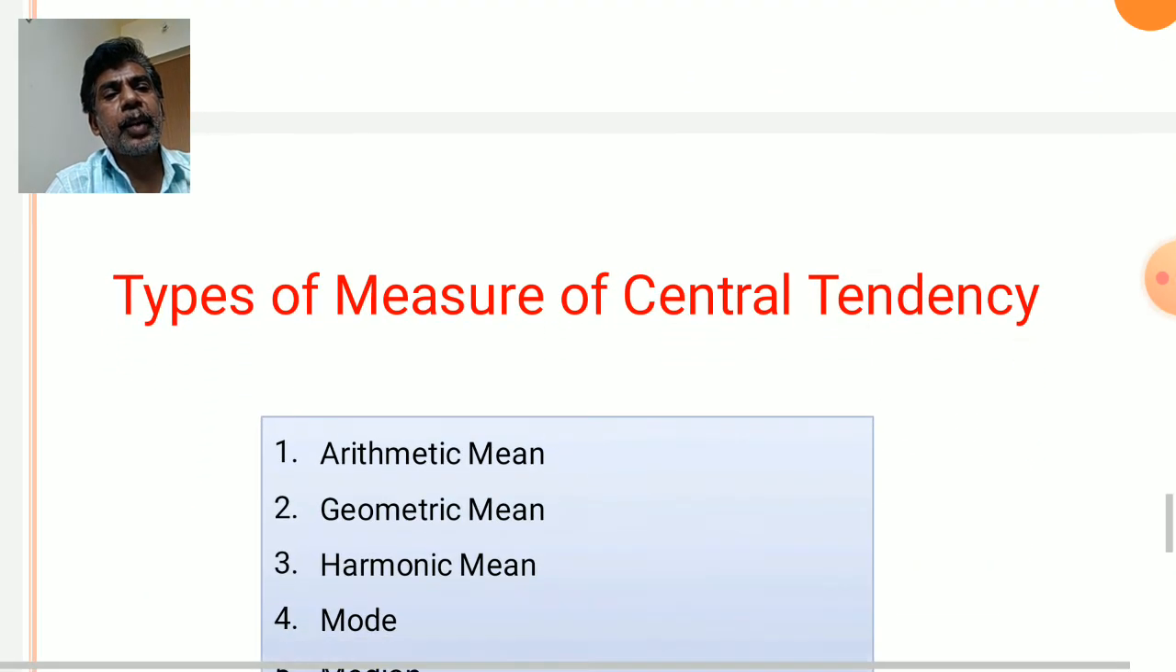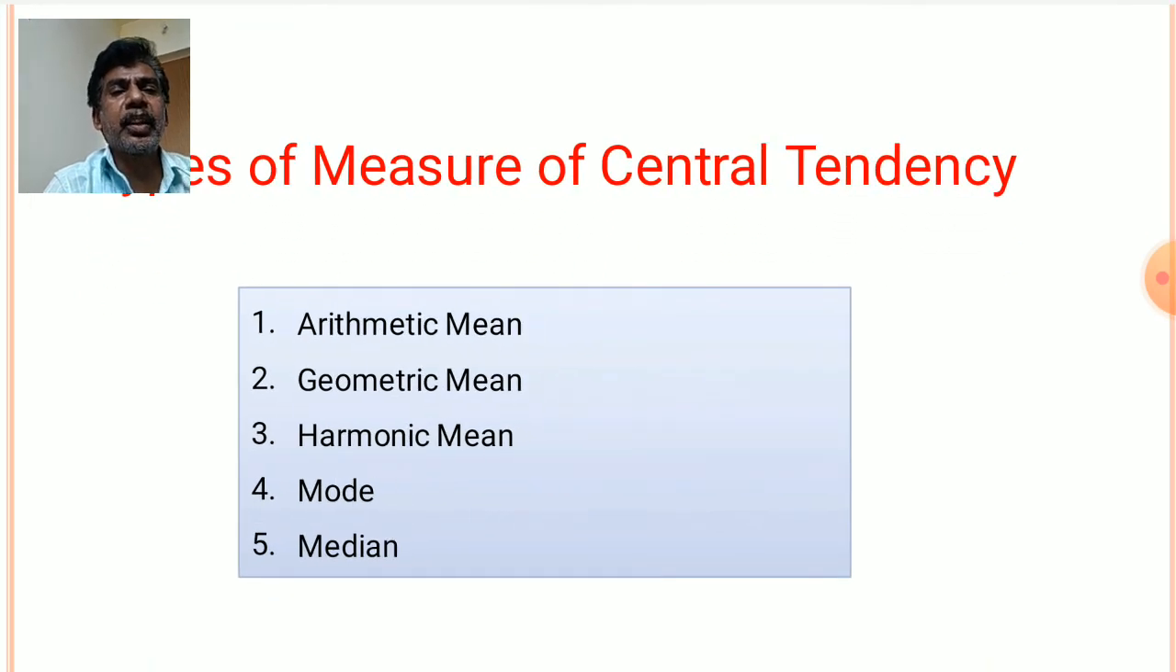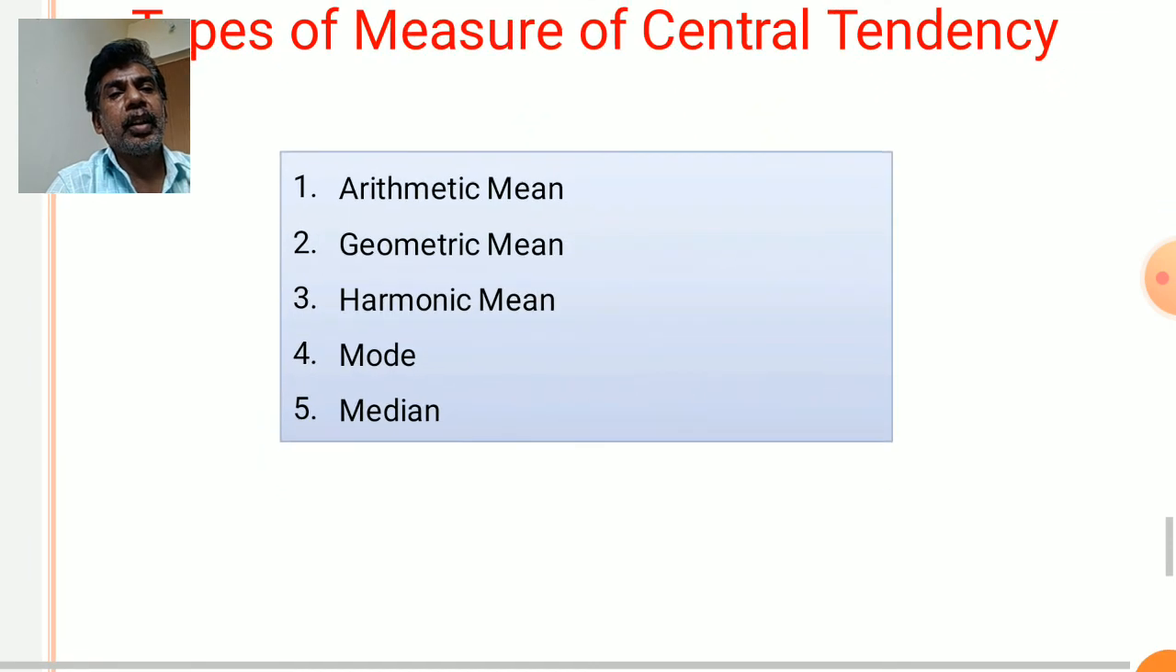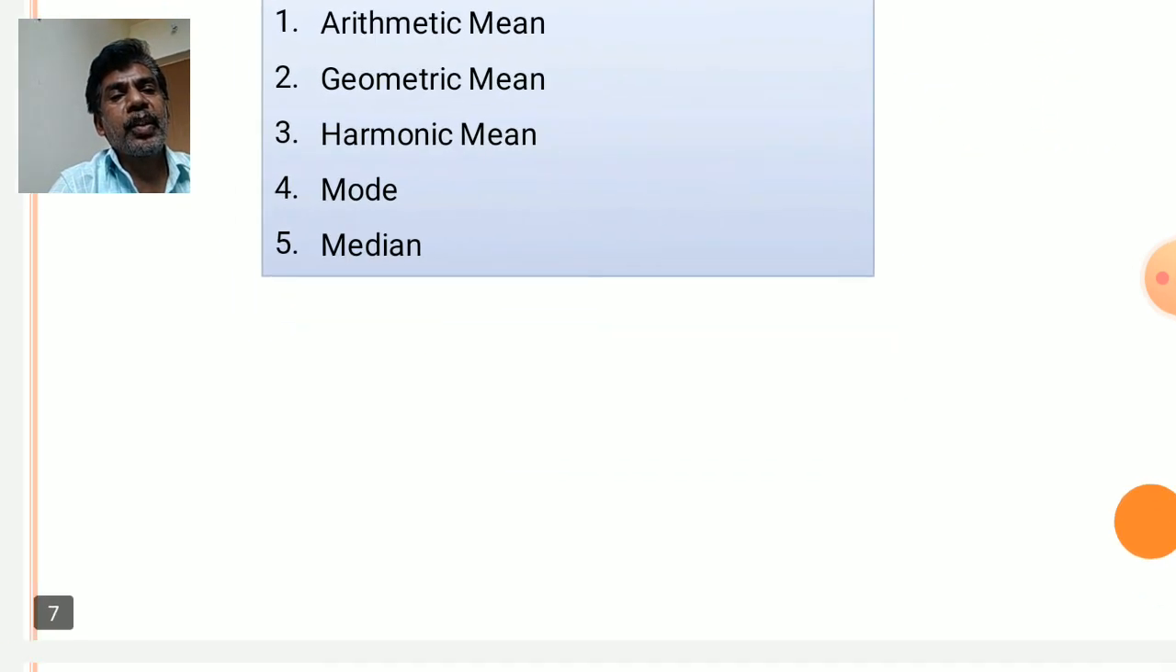Now, types of measures of central tendency. Mainly, there are five measures of central tendency. They are arithmetic mean, geometric mean, harmonic mean, mode, and median. So these are the five types of measures of central tendency.